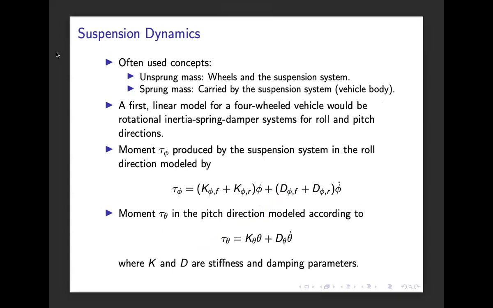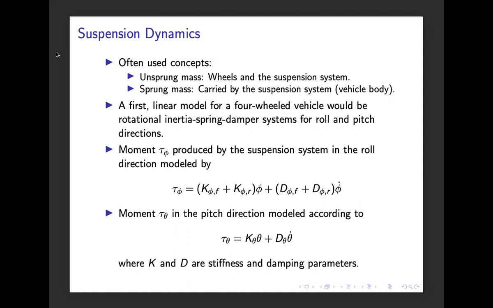Okay, so two more concepts that often turn up when discussing and writing about suspension dynamics are the unsprung and the sprung mass. The unsprung mass is essentially the wheels and the suspension system. And then we have the sprung mass, which is, so to say, the remaining part of the vehicle that is carried by the suspension system, what we can call the vehicle body.